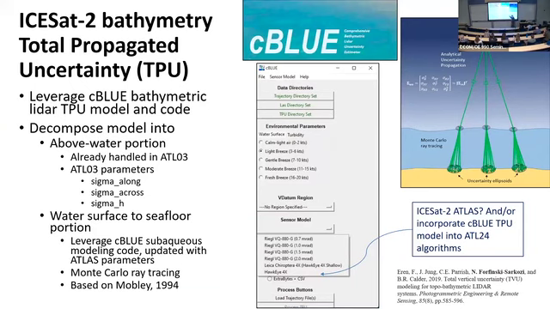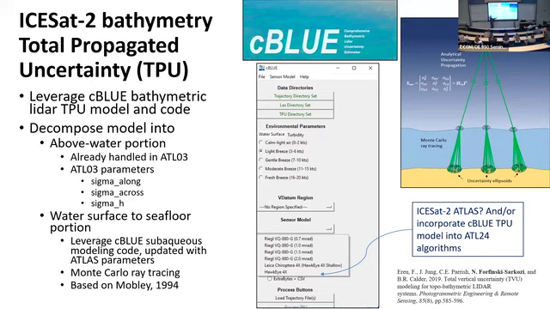Another part of this, I mentioned earlier, is the total propagated uncertainty bathymetric lidar TPU tool, CBLU. Fortunately, this already existed through a collaboration between CCOM, my research group, and NOAA NGS. So we were able to leverage CBLU for doing the uncertainty modeling portion of ATL 24. Basically, CBLU breaks the uncertainty into two components.